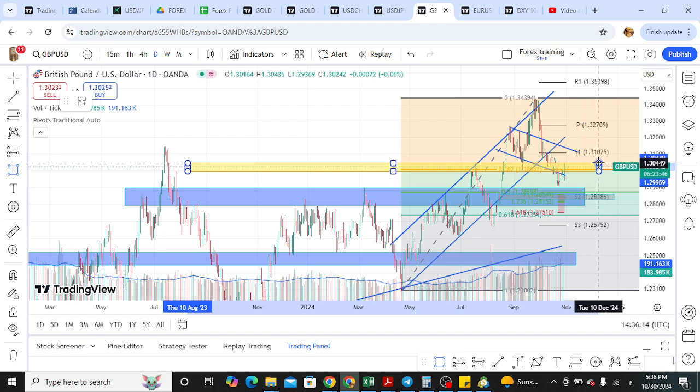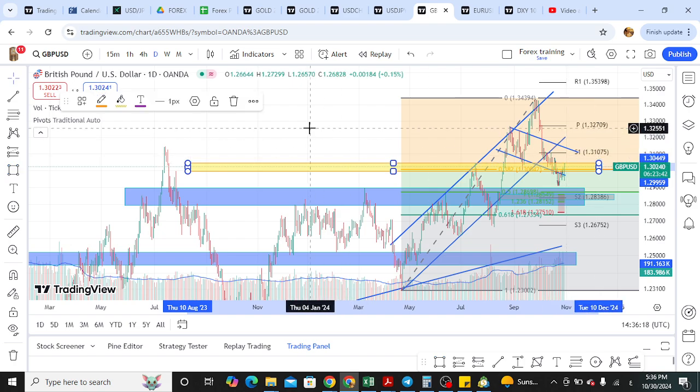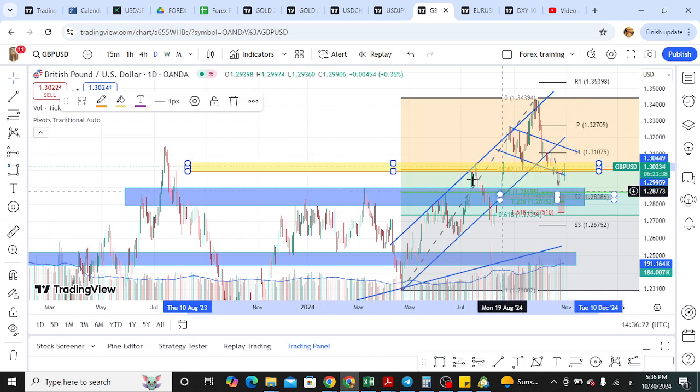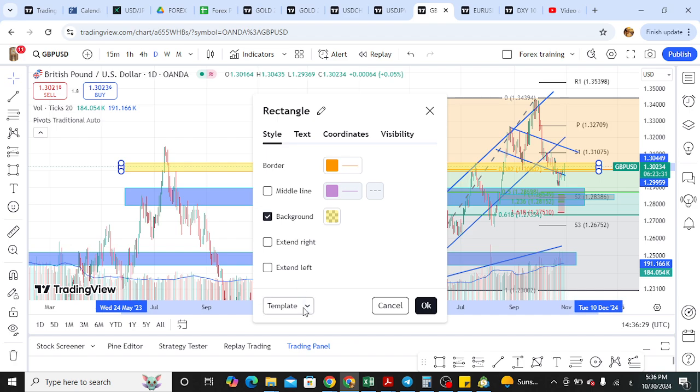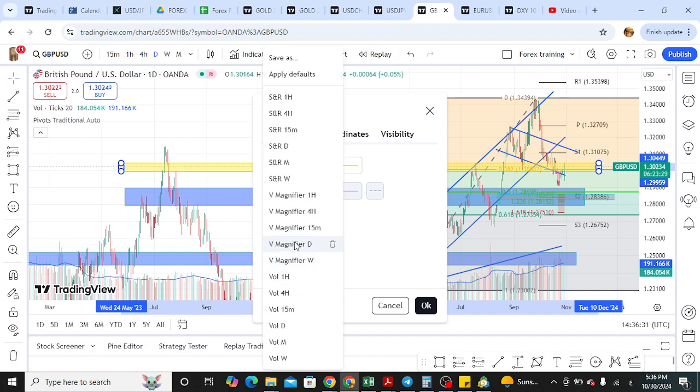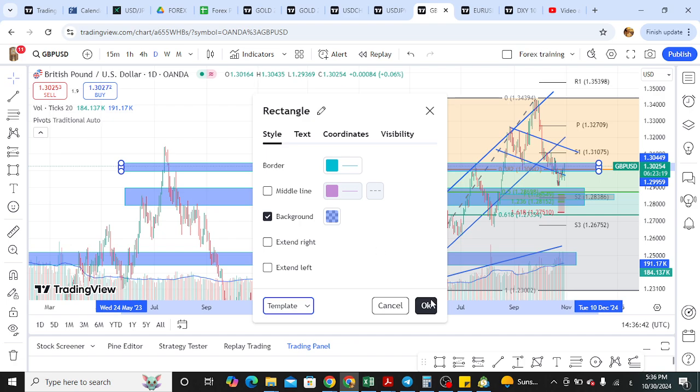So that is a resistance area. It might be testing and going back down. We'll look at it later. I have templates for those for visibility reasons. So this is support and resistance on the daily chart. This is the daily chart.